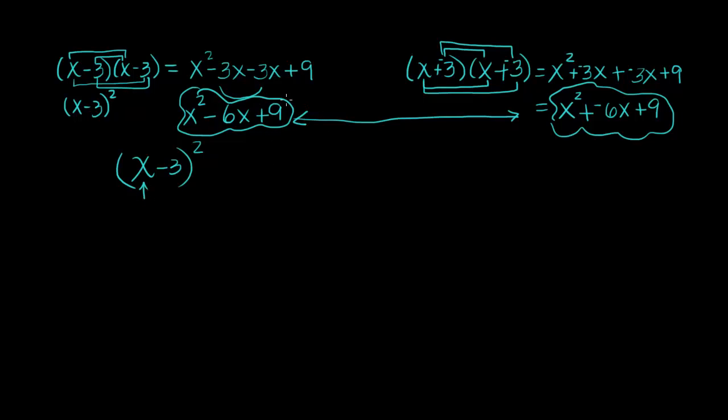The last term is also the square of the last term, but it's positive, okay? Because negative 3 squared is negative 3 times negative 3, which is positive 9. That's why this is plus 9. Now when we do x times 3 times 2 for the middle term, we get negative because it's x times negative 3, which is negative 3x, times 2 is negative 6x.